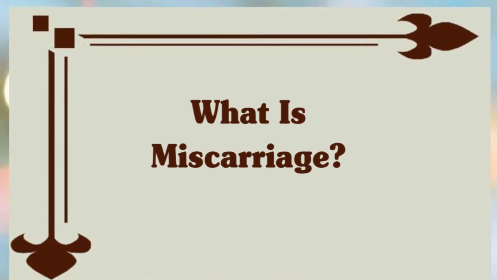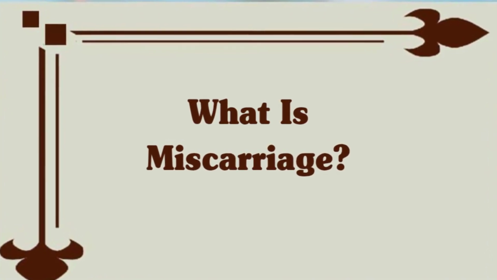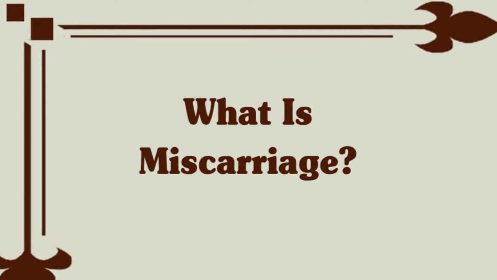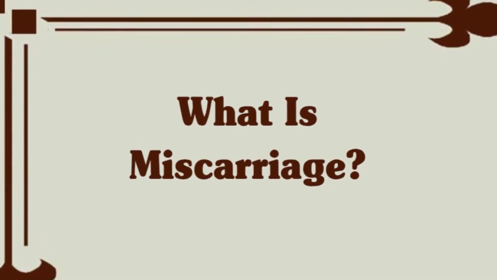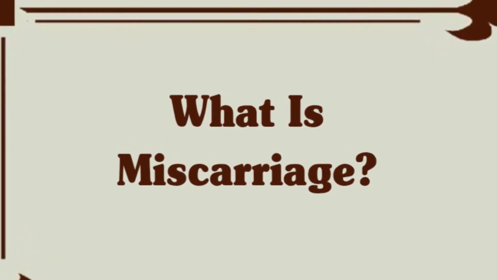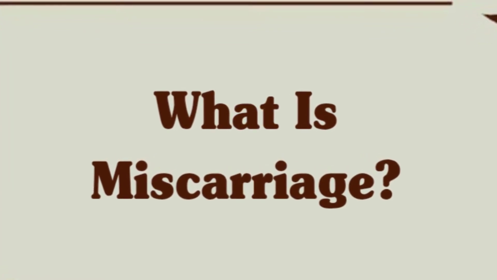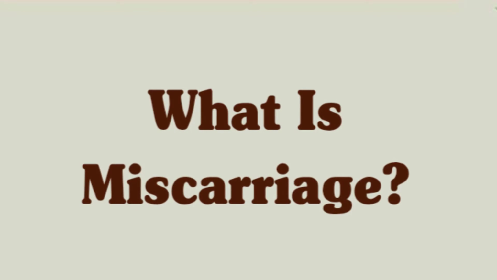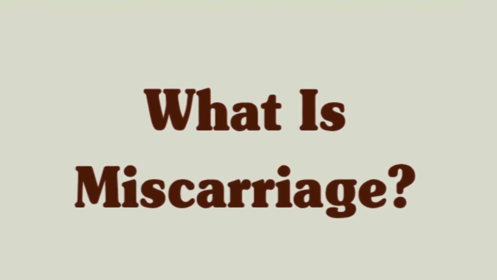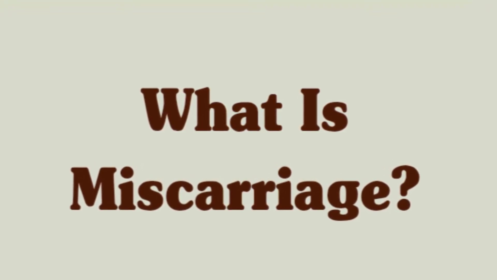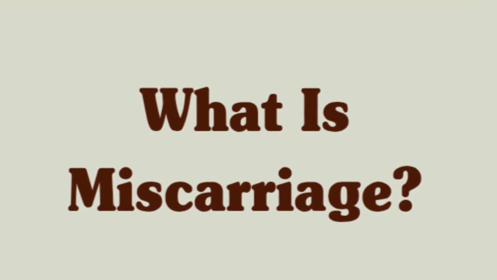A miscarriage, also called a spontaneous abortion, is the spontaneous ending of a pregnancy. A miscarriage is most likely to occur within the first 3 months of pregnancy. Before the 20th week of gestation, only 1% of miscarriages occur after 20-week gestation. These are termed late miscarriage.